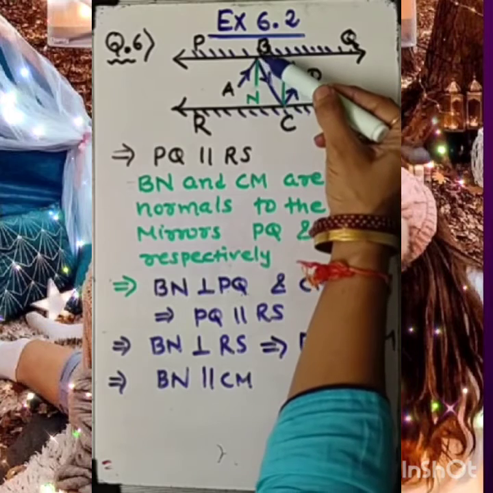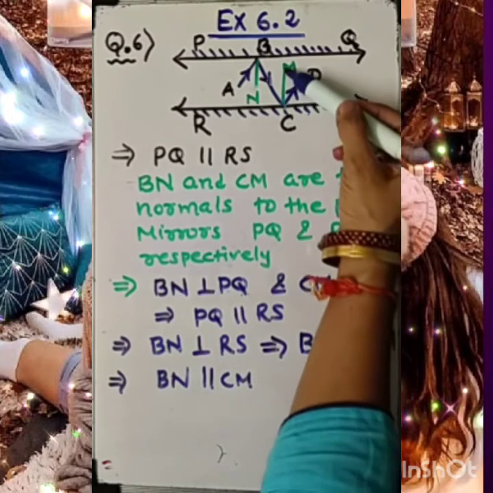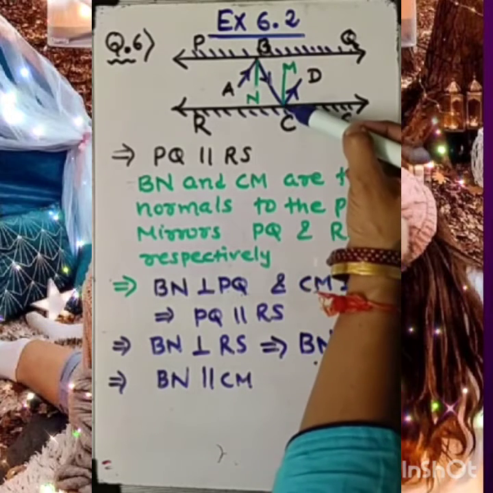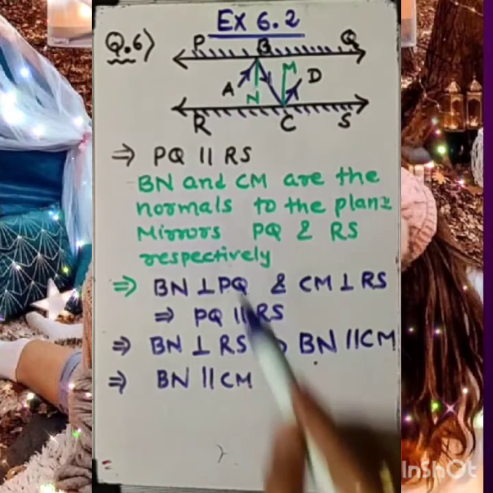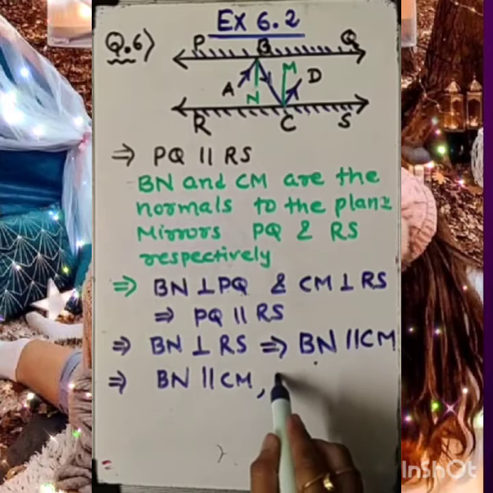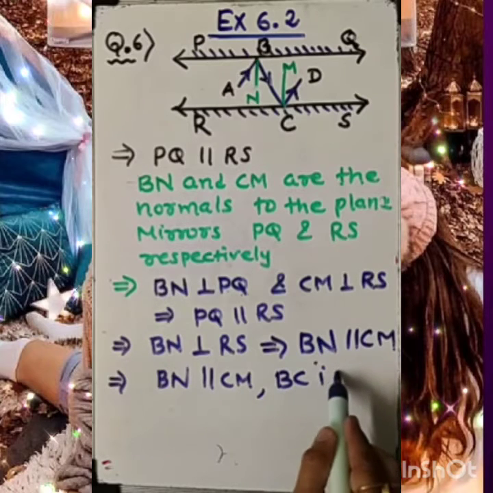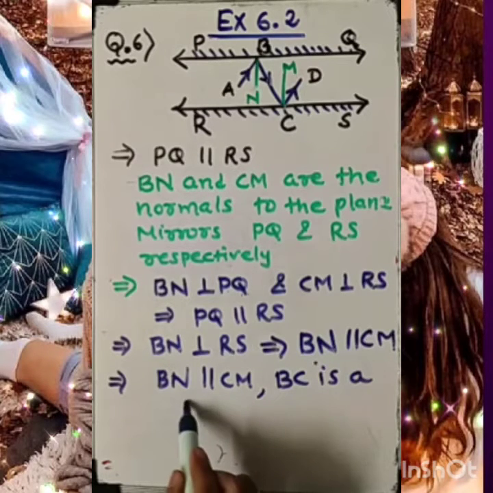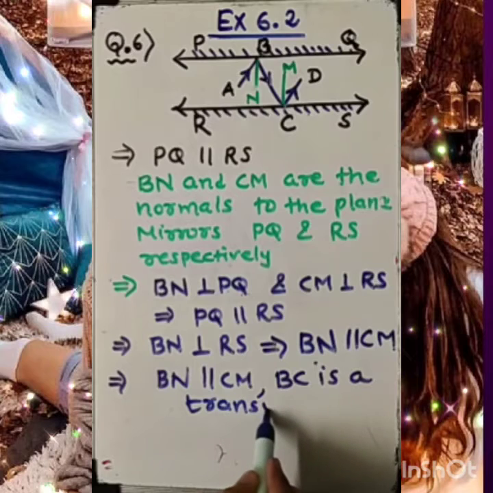Again I am explaining, BN and CM are parallel lines. So BC will become the transversal. So BN parallel CM and BC is the transversal of it. So BC is called the transversal line.